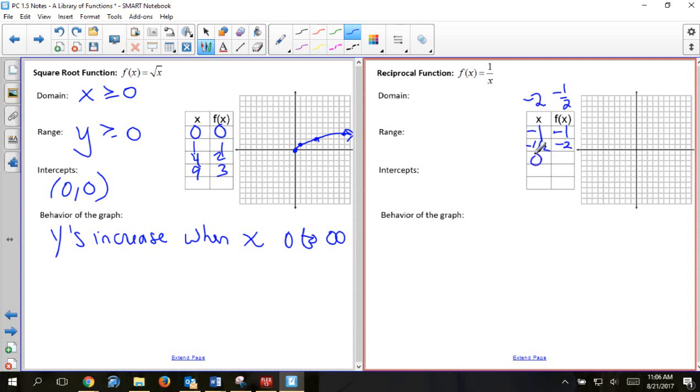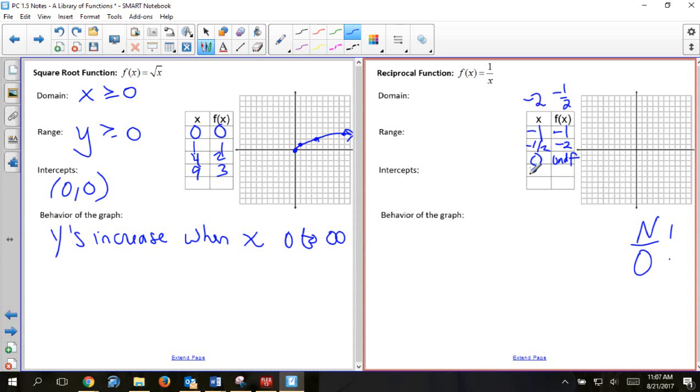And then 0 I'm going to do next. If I put 0 in my chart and I take the reciprocal of it, what's the reciprocal of 0? Can I take 0 and put it on the bottom of a fraction? We cannot. So this is going to be undefined. Means you can't graph when x equals 0.